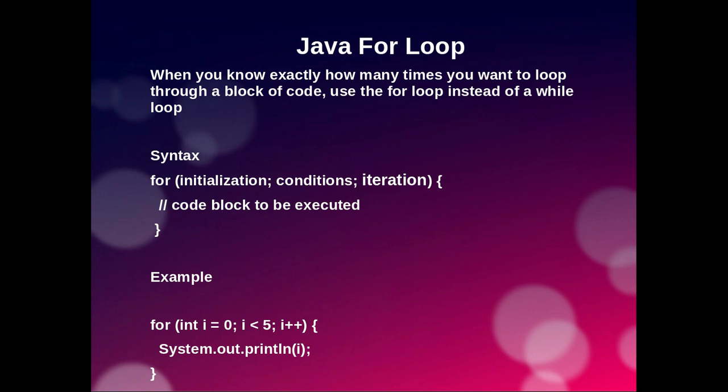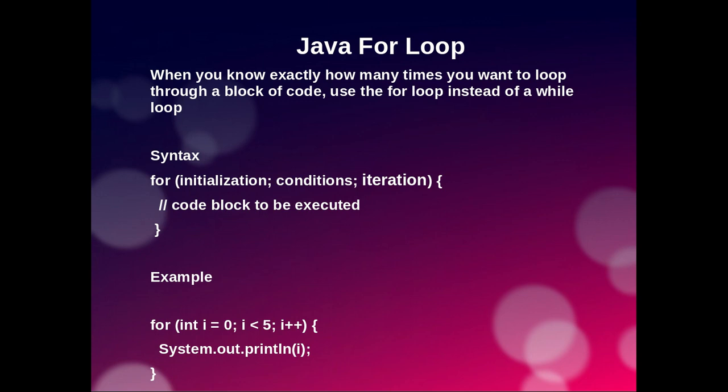The syntax for the for loop is very simple. The for is a keyword, and then there are three statements we specify for the for loop. The first one is initialization, then a semicolon, condition, then a semicolon, and iteration, and then an opening brace along with the block of statements and a closing brace. This is a very simple syntax for the for loop.